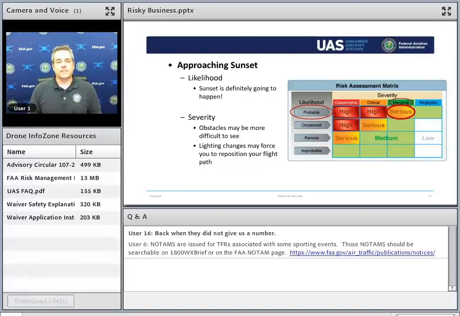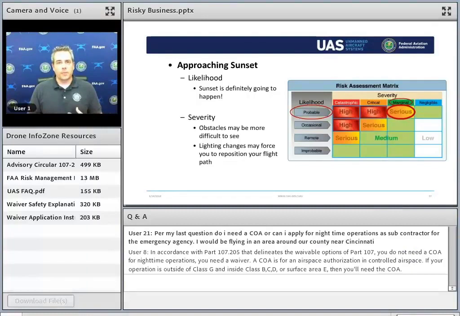So when we look then at the severity, we can say, well, what happens? Well, the obstacles get a little bit more difficult to see. Based on the lighting I want for my subject that I'm filming or shooting with photos, I may have to change where my UAS is flying. And that may put me to an area that I didn't necessarily plan on being in. But I'm a good UAS pilot. I'm a very safety conscious remote pilot. So I scouted the area ahead of time. I know where my obstacles are. So even if the sun drops a little bit towards the horizon, I don't think it's going to be that big of an issue.